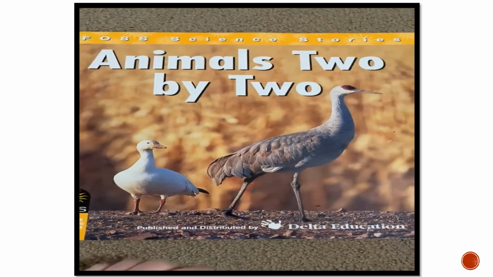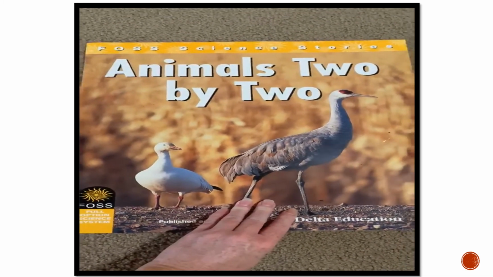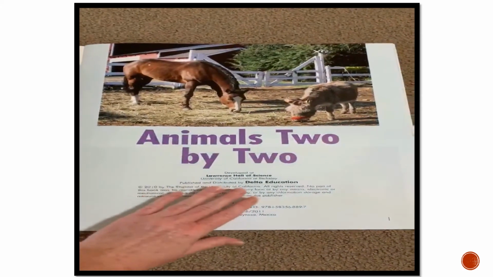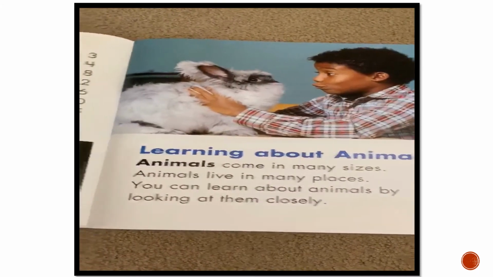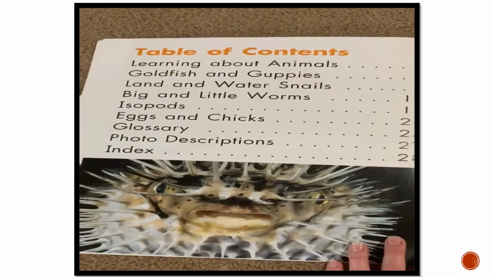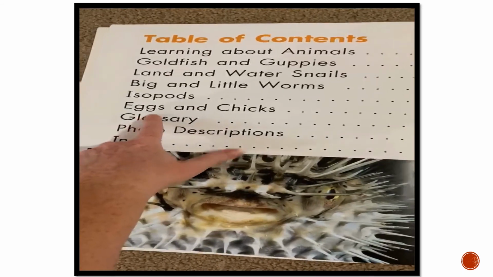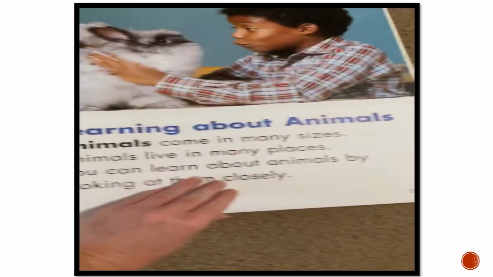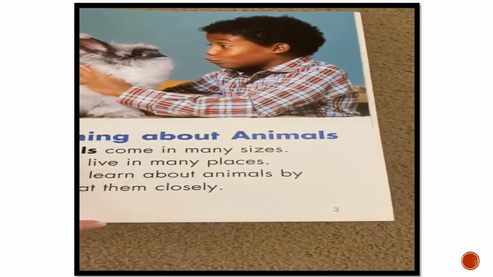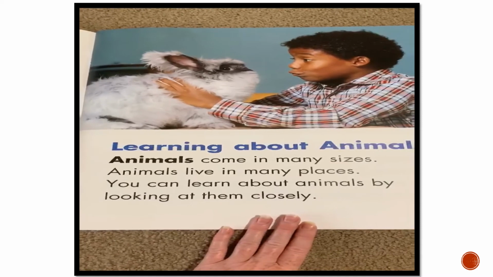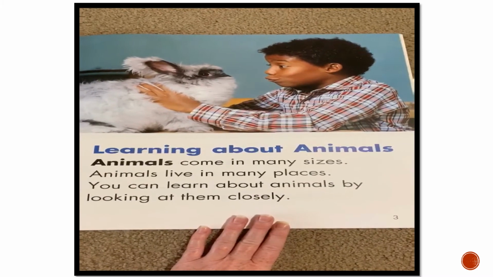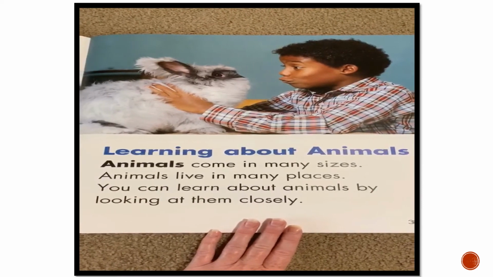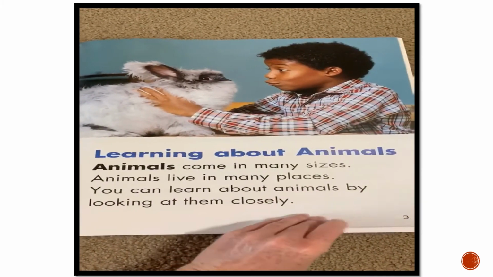Animals 2 by 2. All right, you should have received this book in your package on Monday. I want you to go ahead and open it up. We're going to turn to the index or the table of contents. I want you to find where it says eggs and chicks and look across to find, it's on page 20. So we're going to turn through and go to page 20 after we read about animals. Learning about animals. Animals come in many sizes. Animals live in many places. You can learn about animals by looking at them closely.